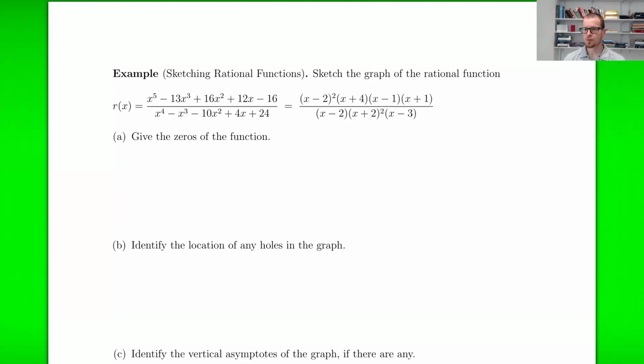Welcome. We want to take a look at an example of sketching a rational function. This will walk through finding all the appropriate pieces and then ending with us sketching the graph.